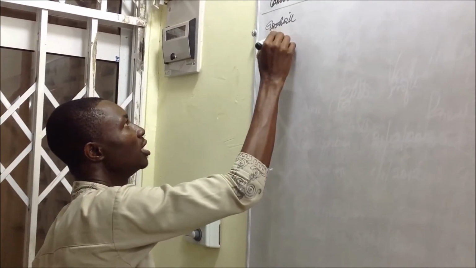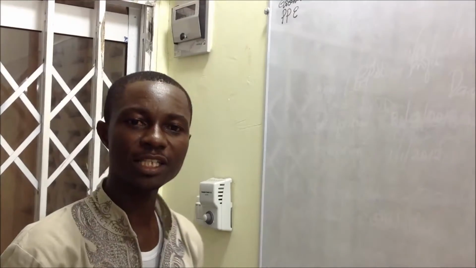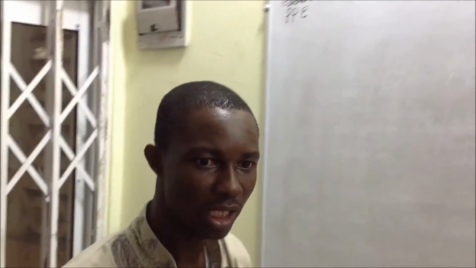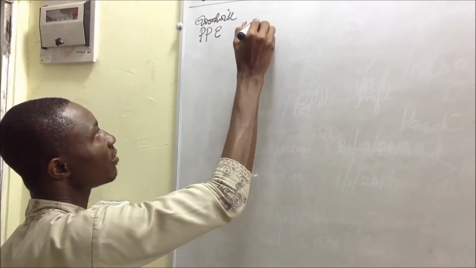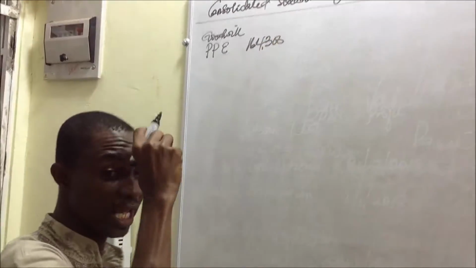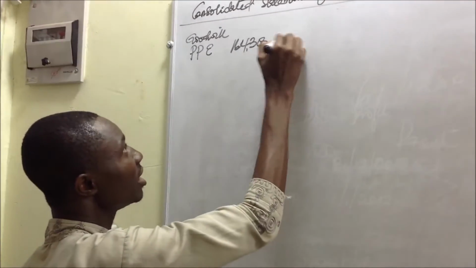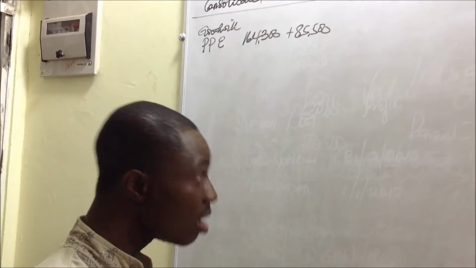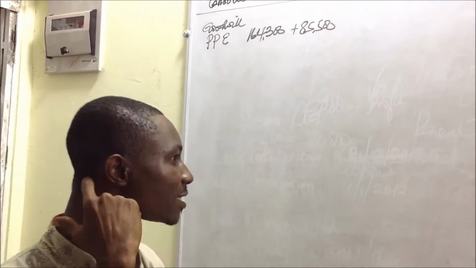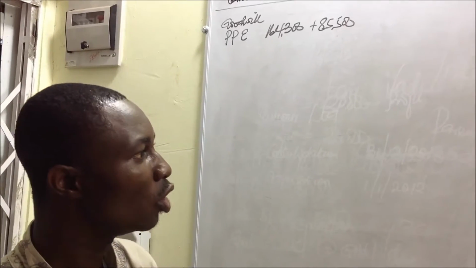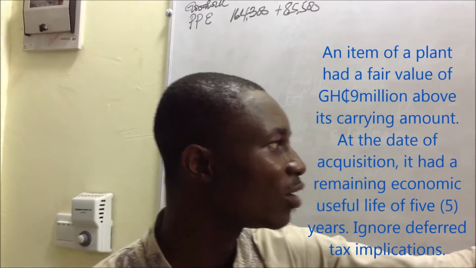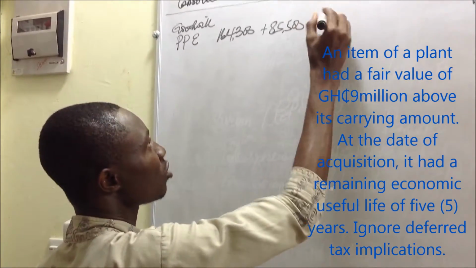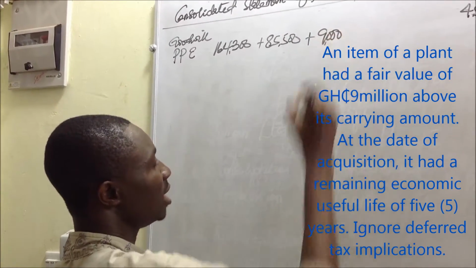So PP and E. How much is the PP and E for parent? How much is the PP and E for sub? We're going to put them together. Parent, we are given 164,300. Subsidiary is given 85,500. Now, when you read through the question, and like we saw when we were doing the cost of control, we said that there was a revaluation of 9,000 of the subsidiary's asset. So, since it's a revaluation surplus, I'm going to add the 9,000 here.